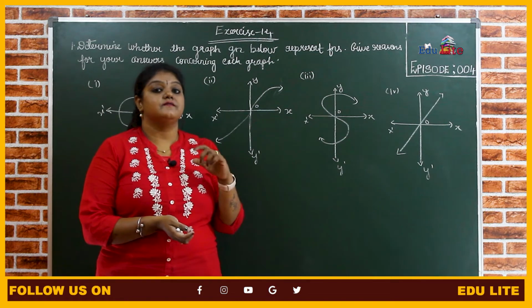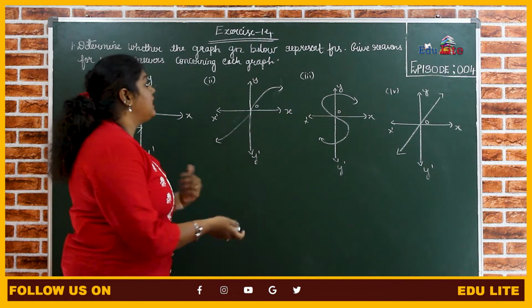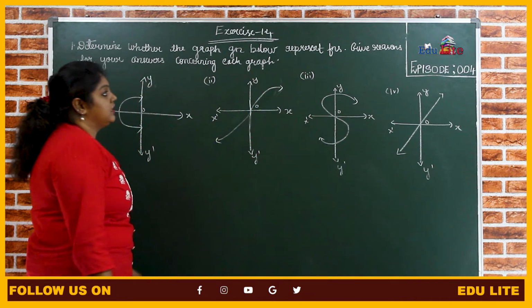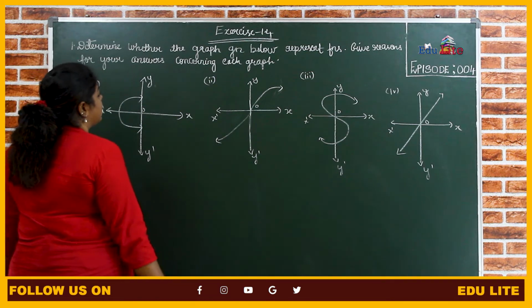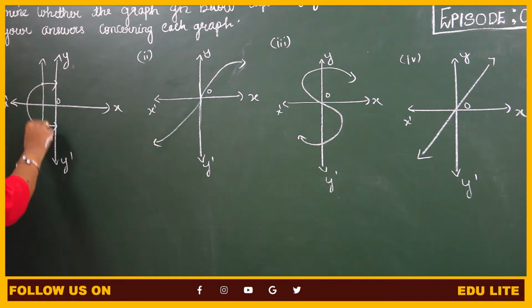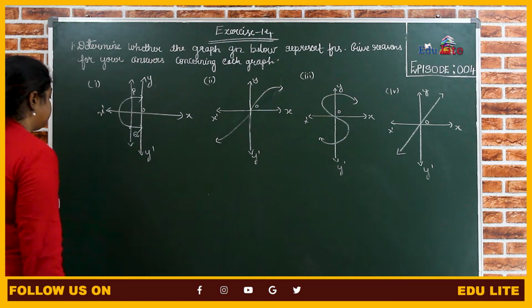We should use the vertical line test to check whether the given curve is a function or not, because we are asked to find whether the given graph represents a function or not. Let us draw a vertical line in all the graphs given. If I draw a vertical line over here, it touches the curve in 2 points, P and Q. Therefore, this curve doesn't represent a function.